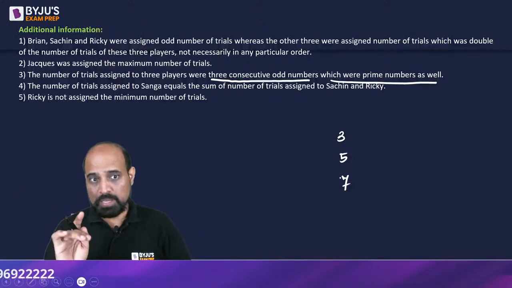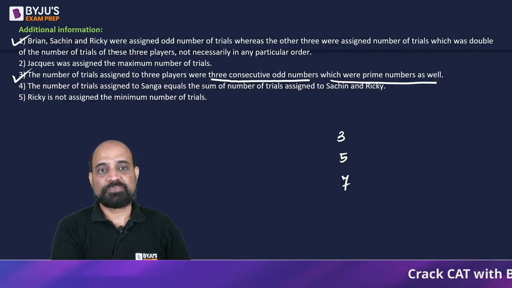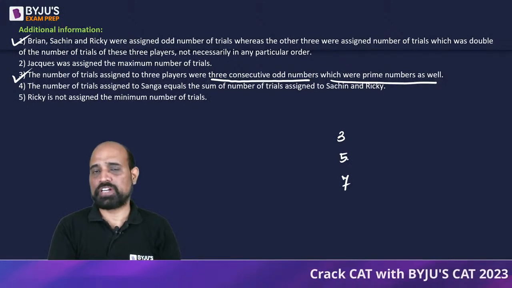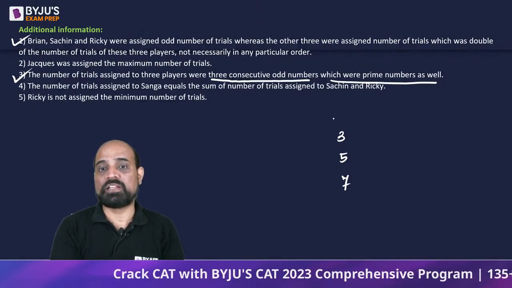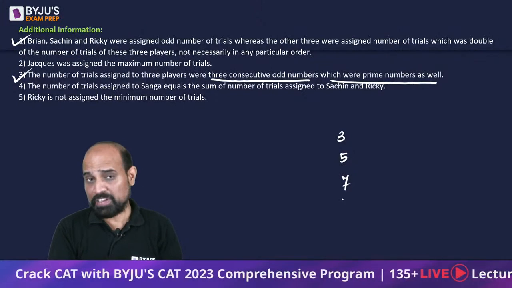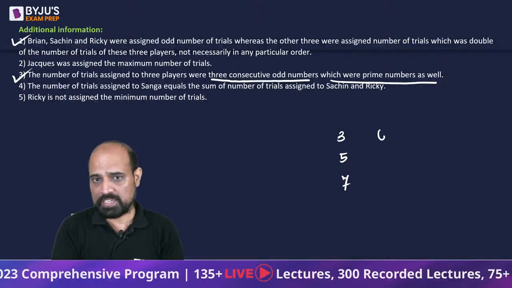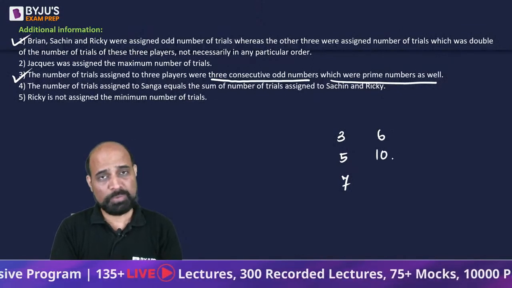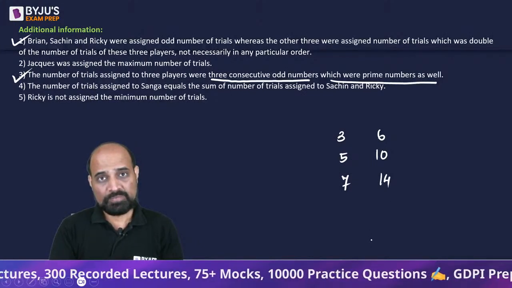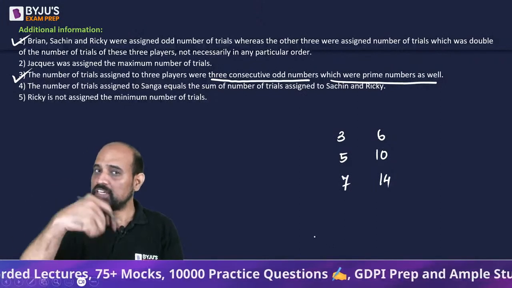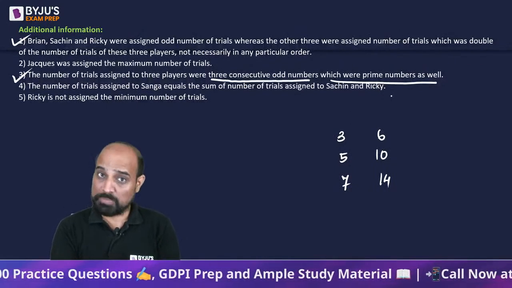We have no idea. But if we go back to the first statement now, it is given that Brian, Sachin and Ricky were assigned odd number of trials. This is odd. Whereas the other 3 were assigned number of trials which was double. So if 3, 5, 7 is written on the chits of 3 people, then on the chits of the other 3 people the double is written. Double of 3 we don't see, so 6 is there. Double of 5 we don't see, so 10 is going to be there. Double of 7 we don't see, so 14 is going to be there. Right? See, if the first had 3, 5, 6, then the 6 of 3 would already be there. Right? So 3, 5, 7 are those 3 consecutive odd numbers which are prime numbers as well.